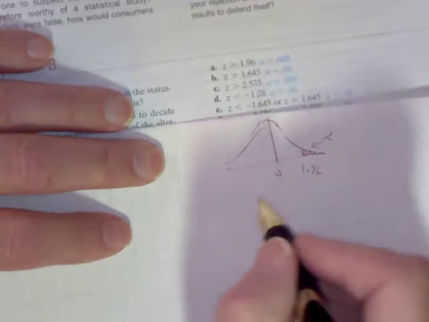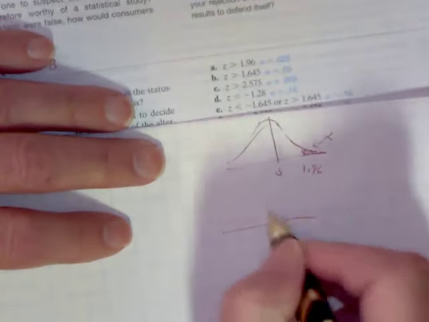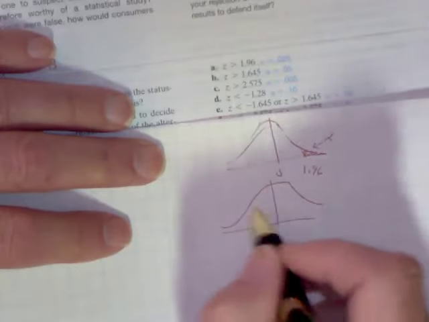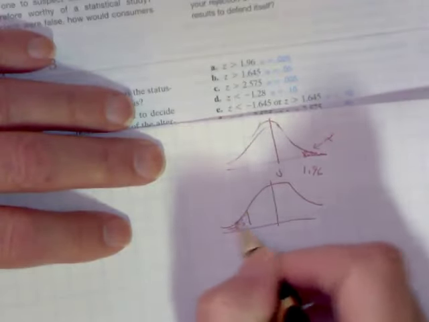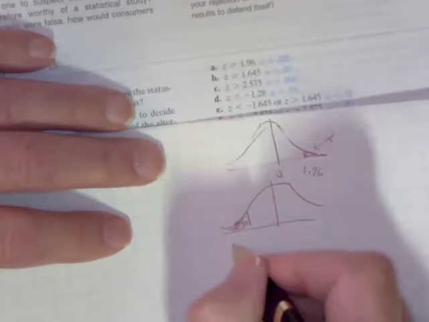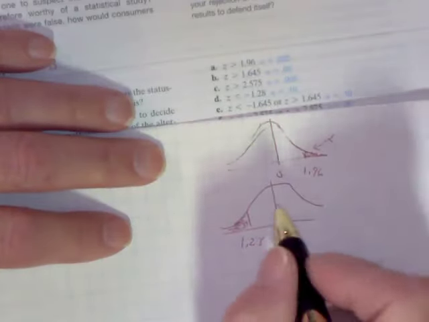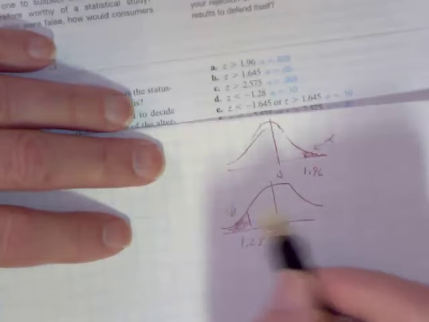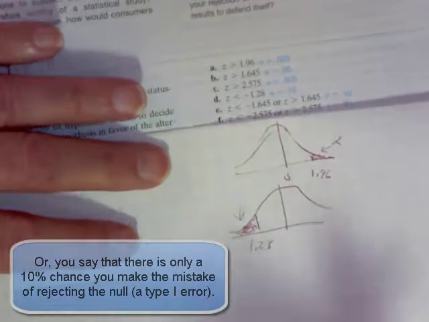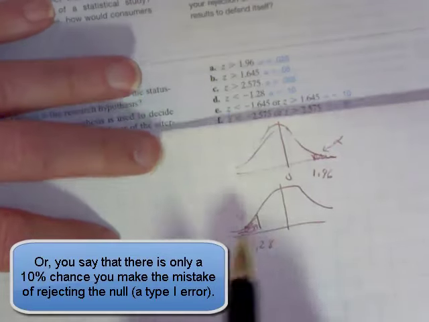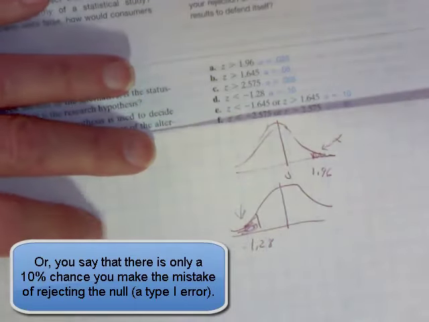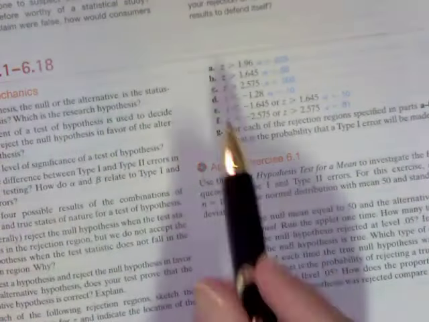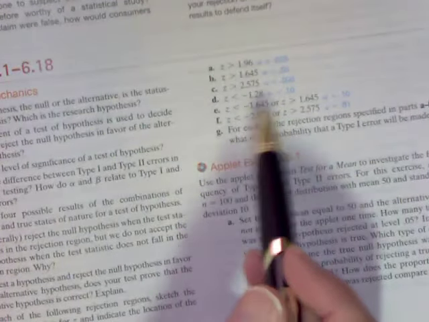Here's one that's less than, and so you draw your curve, and you'd have to be over here where this is negative 1.28. So you would do the math, and if your z value was found to be in this region, then you could state at a 90% confidence level that you could reject the null hypothesis. So always draw pictures, practice on these.